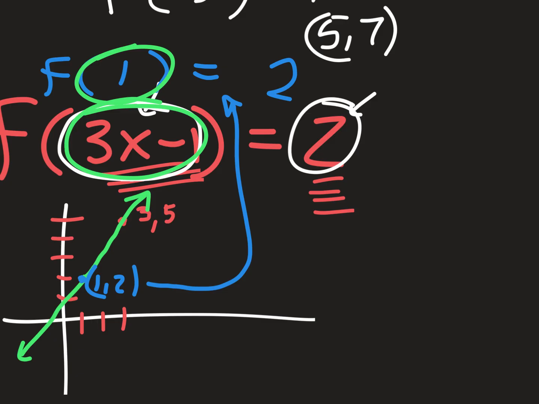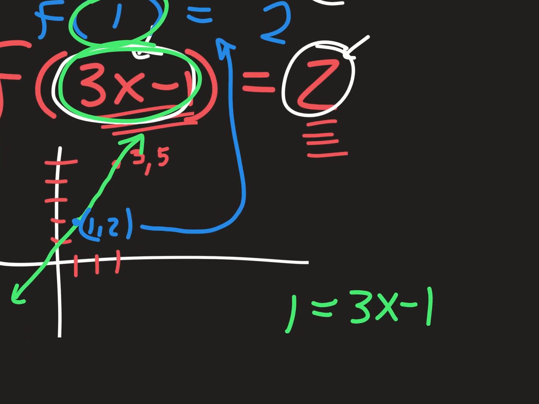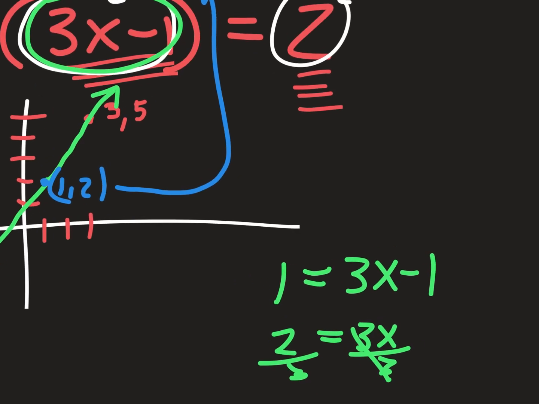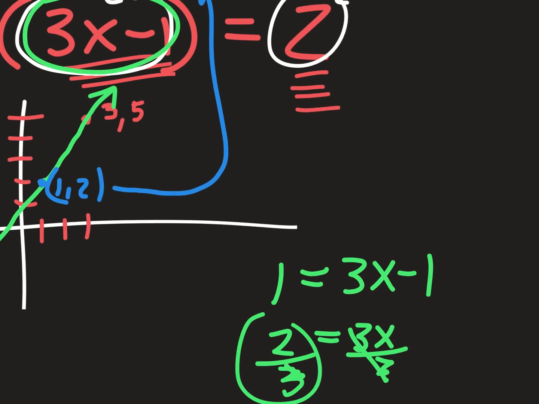If f of 1 is 2, and f of 3x minus 1 is 2, if they're both equal to 2, then 1 must be equal to 3x minus 1. The two things I circled in green there, 1 must be equal to 3x minus 1. And if I add 1 to both sides, it'll be 2 equals 3x. And if I divide by 3, I now have 2/3. Who had 2/3 before I said it? Excellent. That was difficult, I know.